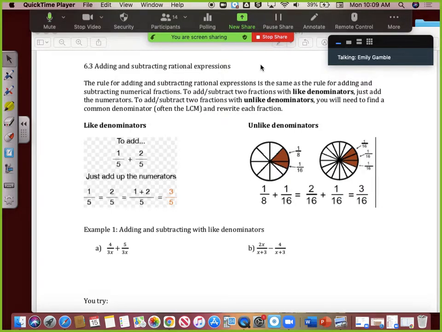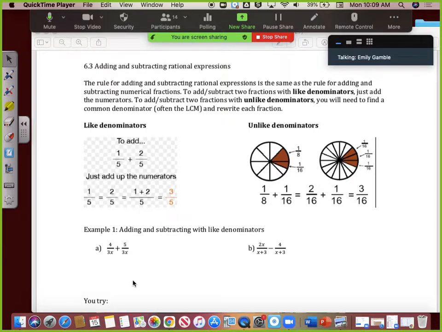Section 6.3, we're going to be adding fractions and subtracting fractions, but instead of these fractions just having plain denominators, like in the past, like 1/5 plus 2/5, we're going to be having rational expressions as the numerator and denominators. So we'll be seeing variables and polynomials like we've been seeing, but now we're going to be adding them and subtracting them.